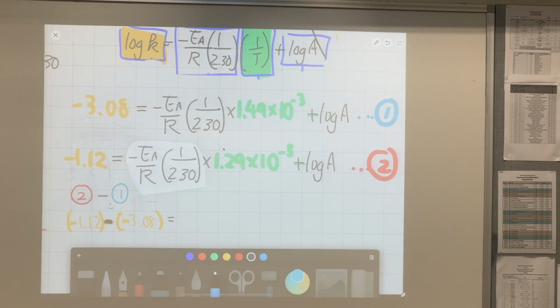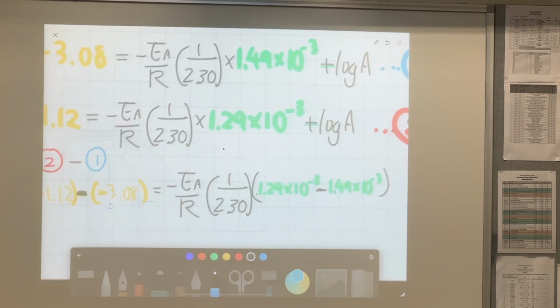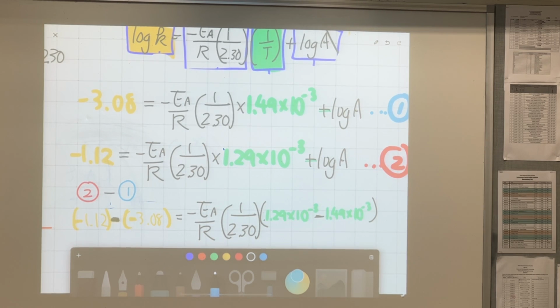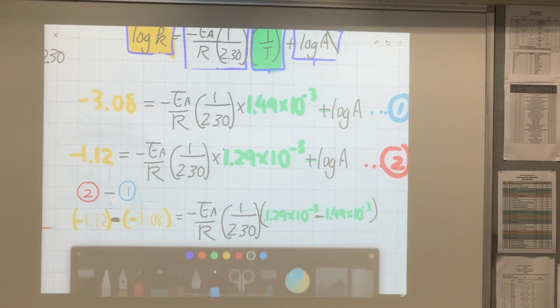Because this is a common term, we take it out, and then we just subtract the green terms. So we have this number minus this number, and log a is gone. Remember, log a doesn't matter, because when you subtract 1 from 2 or 2 from 1, this whole term goes away. It doesn't concern you. So now, what you need to do is type this on the calculator. So make dA the subject.